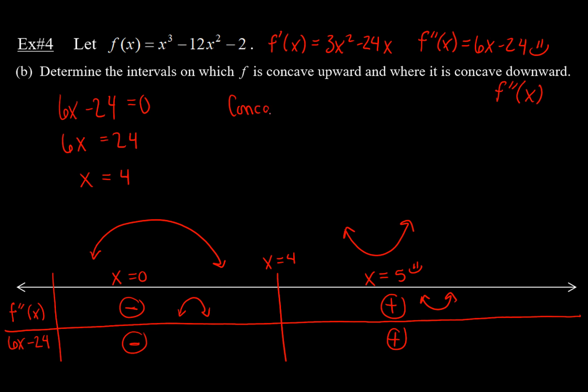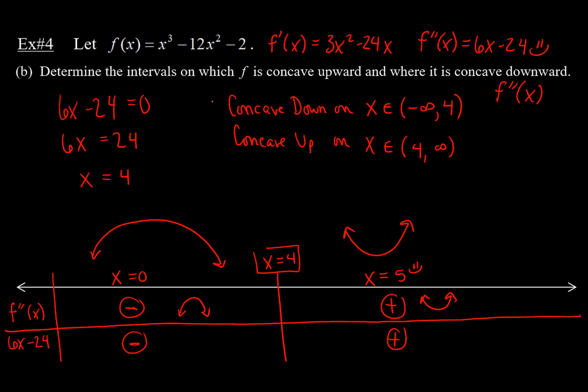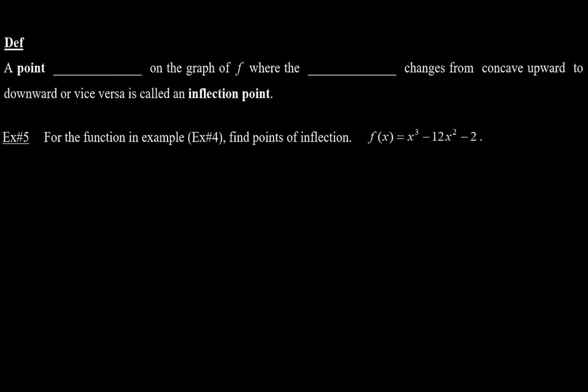So this thing is concave down on the interval as x goes from negative infinity until I get to the critical number 4. And then it is concave up on the interval of 4 to positive infinity. So a point P on the graph of f where the curve changes from concave upward to concave downward is what's called an inflection point.